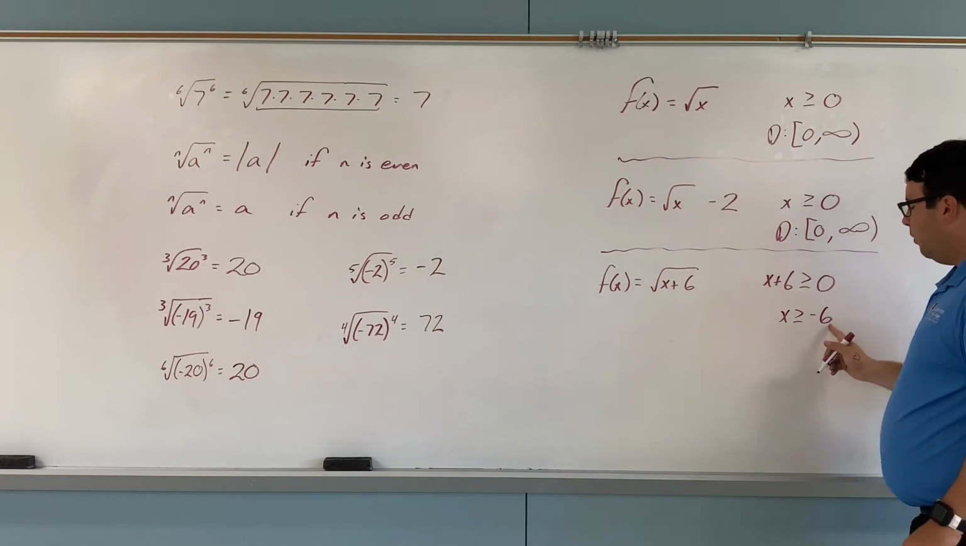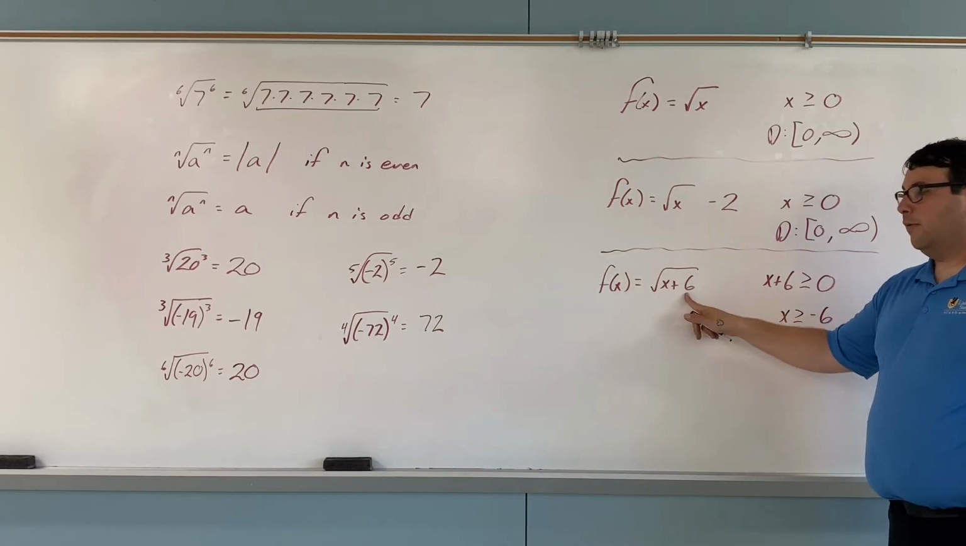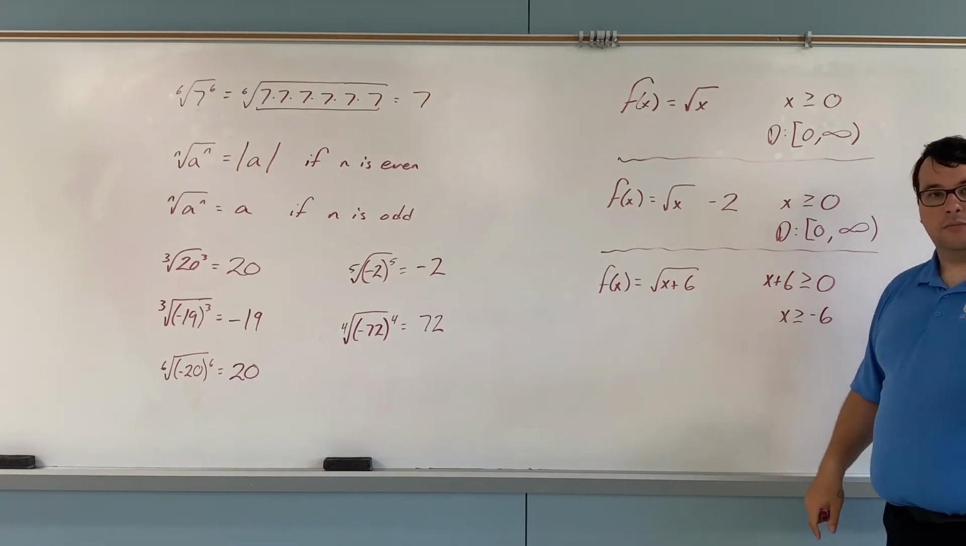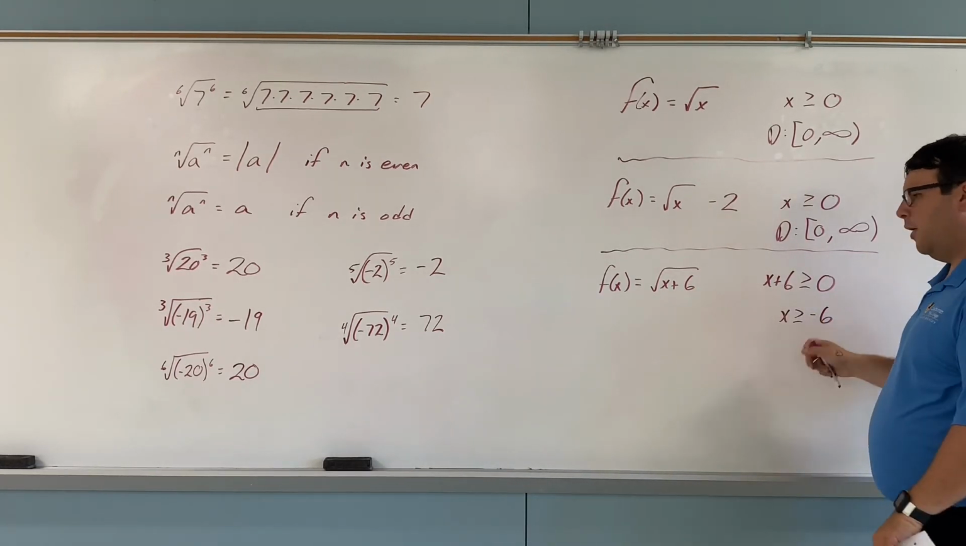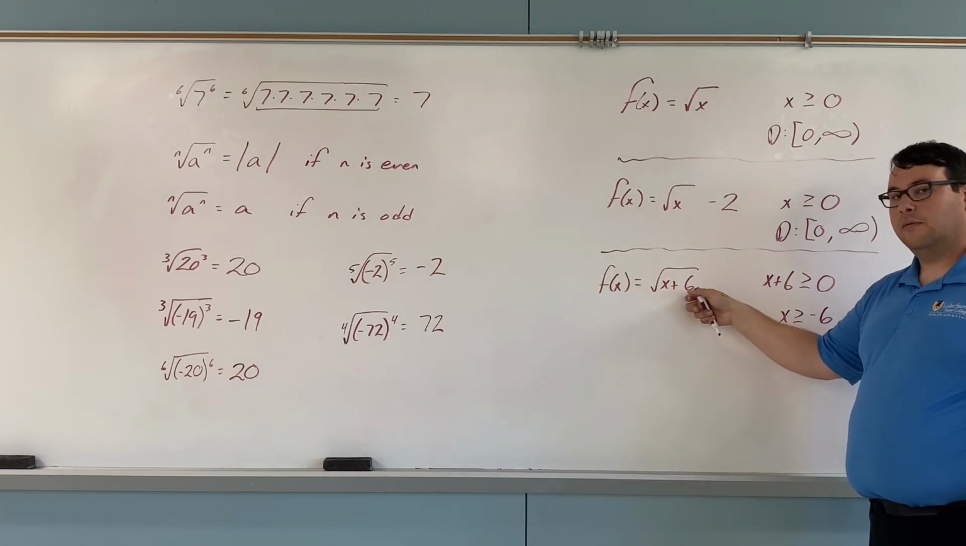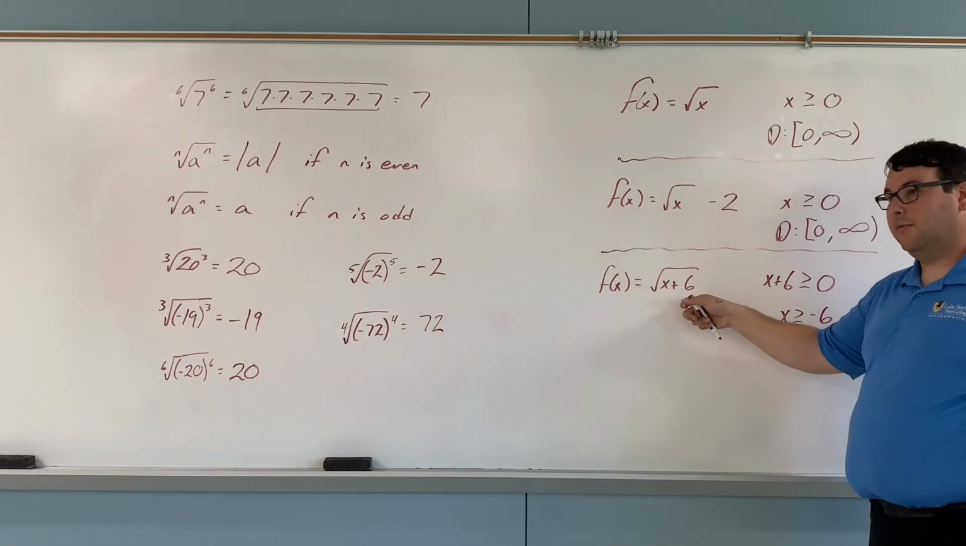Interesting. So if I plug -6 into this problem, does it work? Well, what's -6 plus 6? 0. Square root of 0 is 0. You can do that. What if I plug -5 in? -5 plus 6 is 1. Square root of 1 is 1. That works.